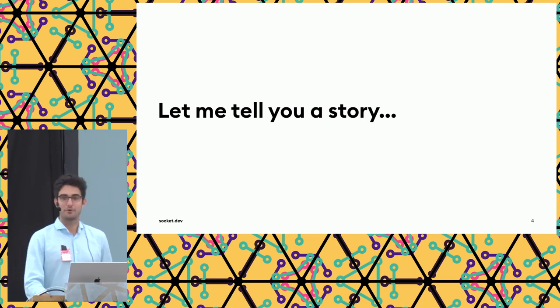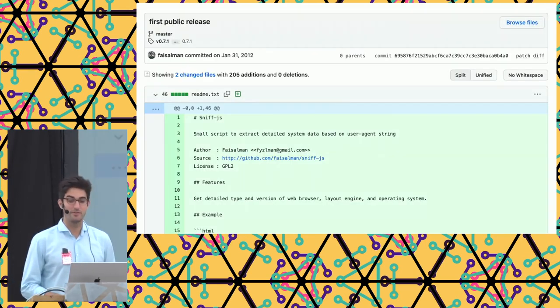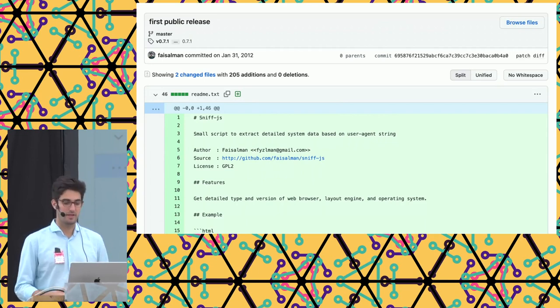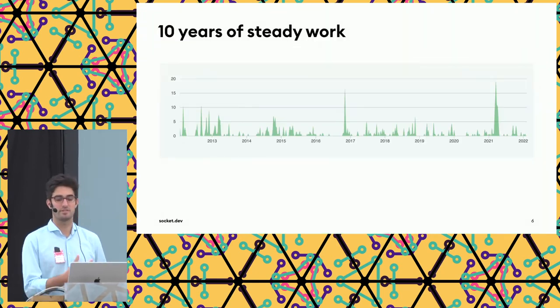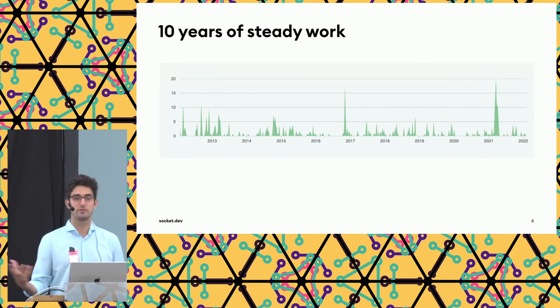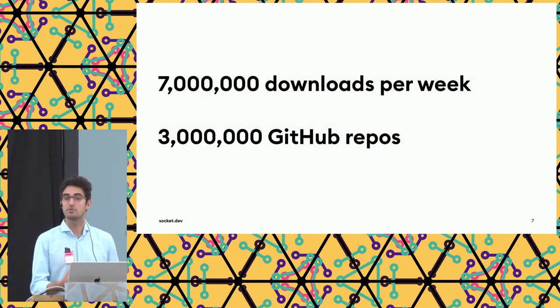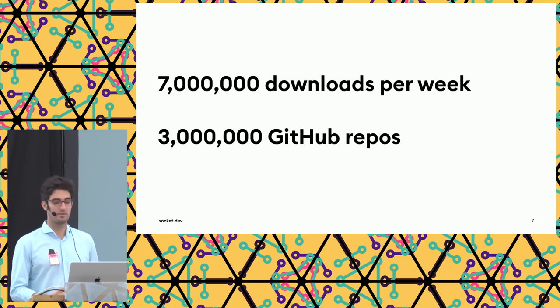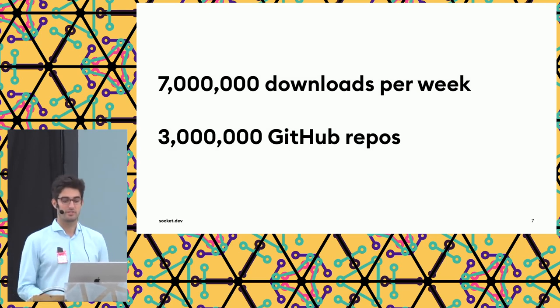Cool, so let's start. Let me tell you a story. On January 13th, 2012, over 10 years ago, a developer named Faisal Salman published a project called UA Parser.js. This is actually the first commit message from that project. And the goal of the project was to parse user agent strings. So a very simple JavaScript library. Lots of people found it useful. And so over 10 years of steady work, he continued to develop the package with help from many open source contributors, publishing ultimately 54 versions over all those years. And the package continued to grow to the point where now it has around 7 million downloads per week, and it's used by 3 million GitHub repositories. So a very huge project.